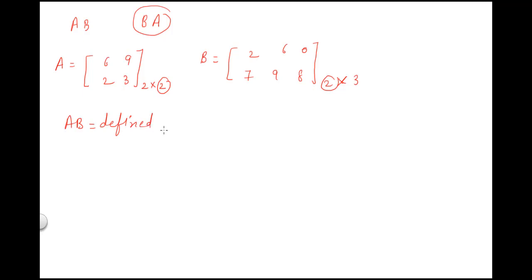If we find BA, for BA we have to match what? For BA, the order of B is 2 cross 3. The order of A is 2 cross 2. So you see the number of columns in B is not equal to the number of rows in A. So BA here is not defined. We can't find the product BA. Clear? So it is not necessary that whenever AB is defined, BA will also be defined. Also, whenever AB and BA are both defined, it is not necessary that they will be equal.